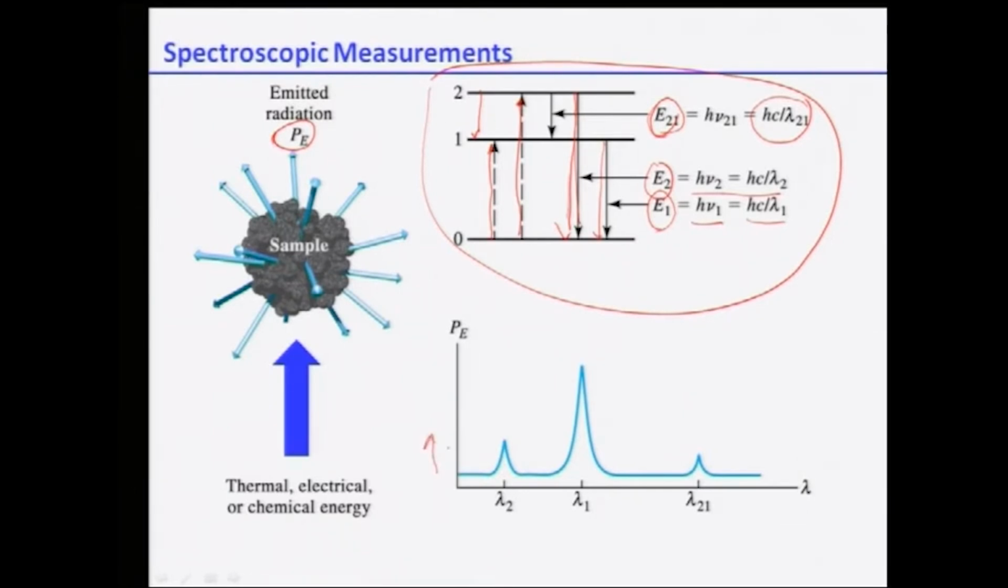So, if I plot P versus lambda, which is done in this case, that is the plot, a spectrum we call it, and you can see we get peaks corresponding to lambda 2, that means transition from 2 to 0, then another peak corresponding to lambda 1, this corresponding to transition from 1 to 0, or we can have a very small peak corresponding to transition from 2 to 1. So, these are all marked like lambda 2, lambda 1, lambda 2,1.